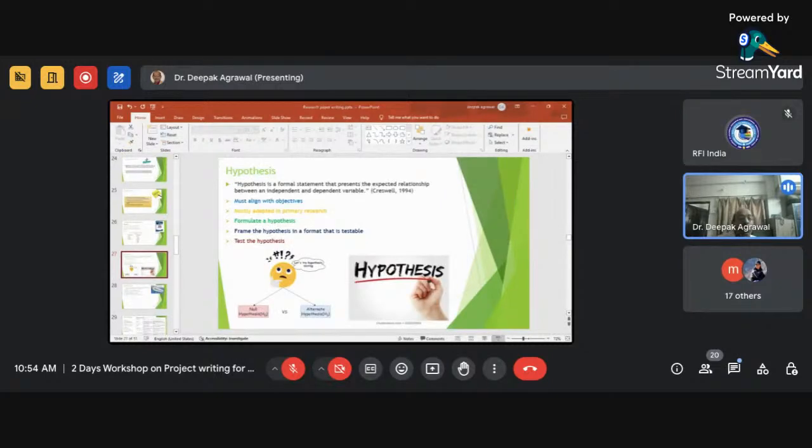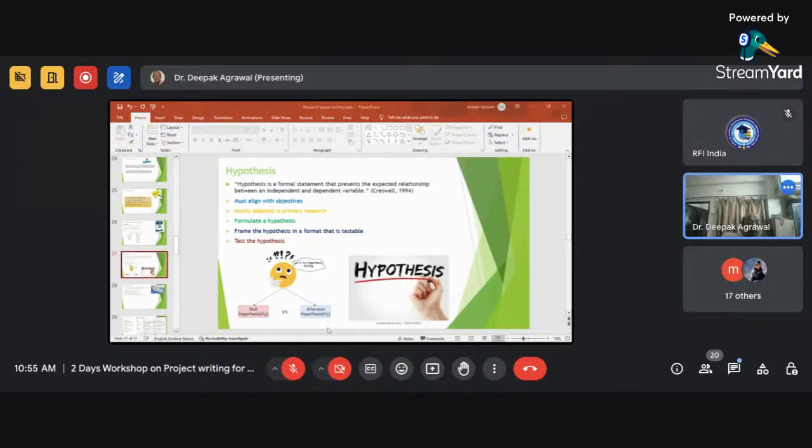Then comes the hypothesis. In the words of Creswell, it is the formal statement that represents the expected relationship between the independent and dependent variables. So a hypothesis tries to establish the relationship between the two variables. We are well aware they are of two types: null hypothesis and alternative hypothesis.